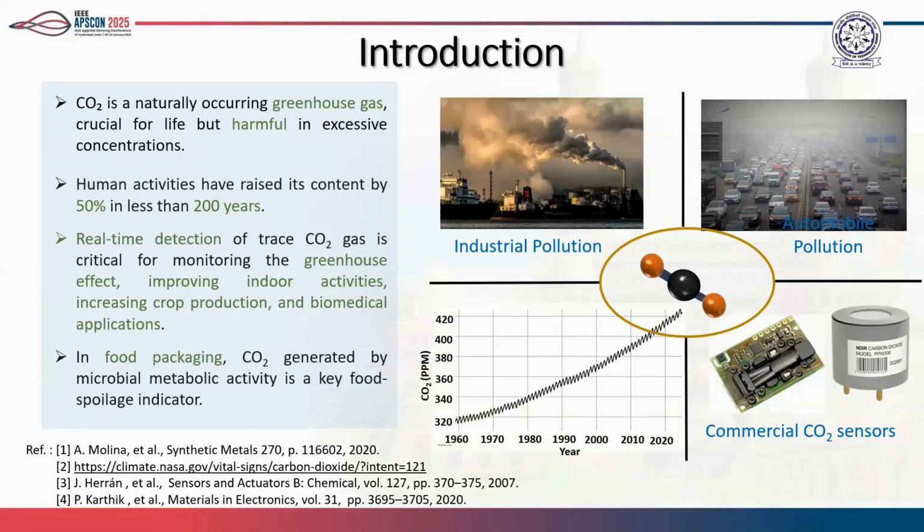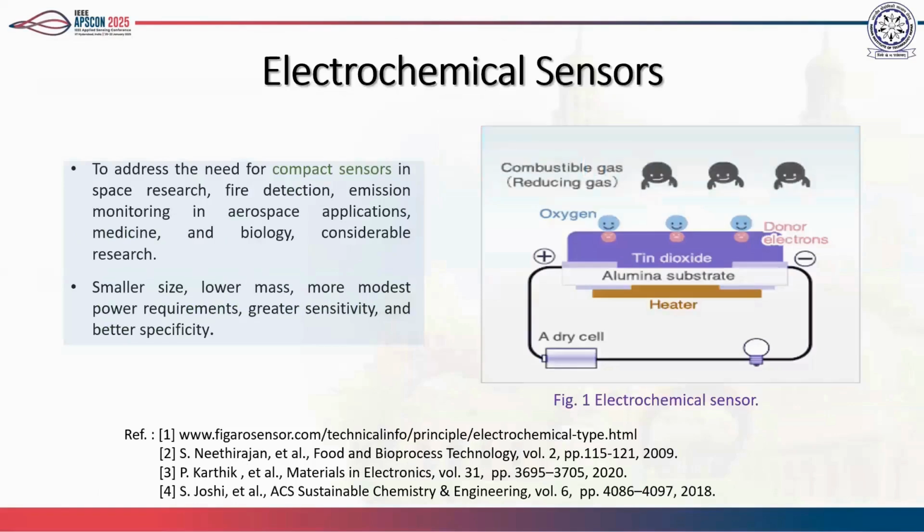Here we will discuss electrochemical sensors because electrochemical sensors have wide application because of their compactness. They are useful in space research, fire detection, emission monitoring, aerospace application, and other biological application. We can see in the animation that semiconductor type electrochemical sensors generally use metal oxides. The structure is like this: on the electrode, we have deposited a sensing layer, generally metal oxide, and we have a heater underneath the substrate to elevate the temperature for the sensing purpose.